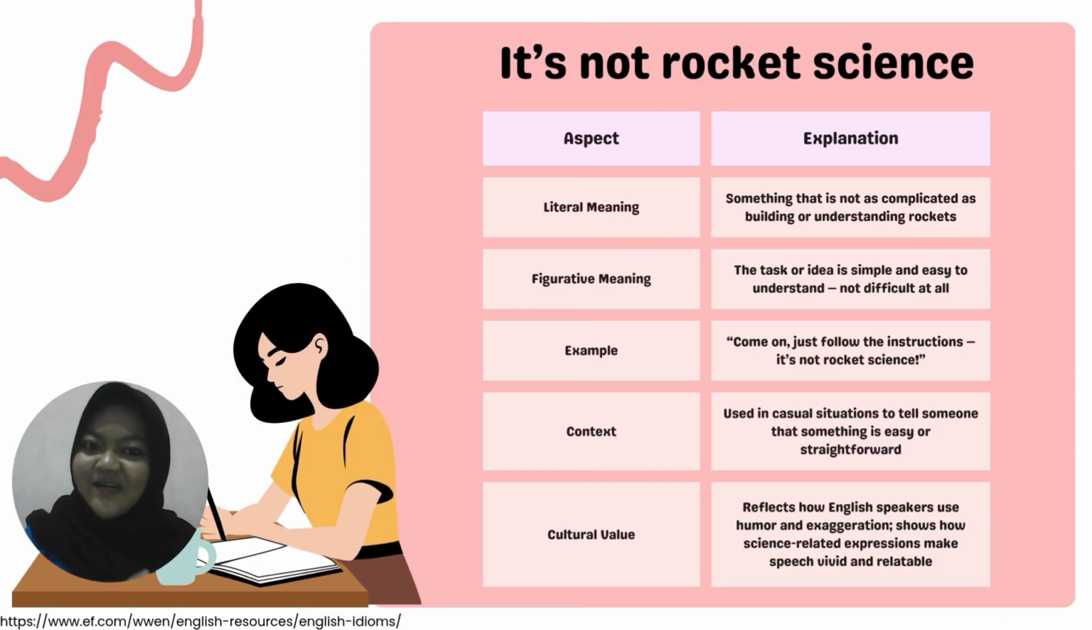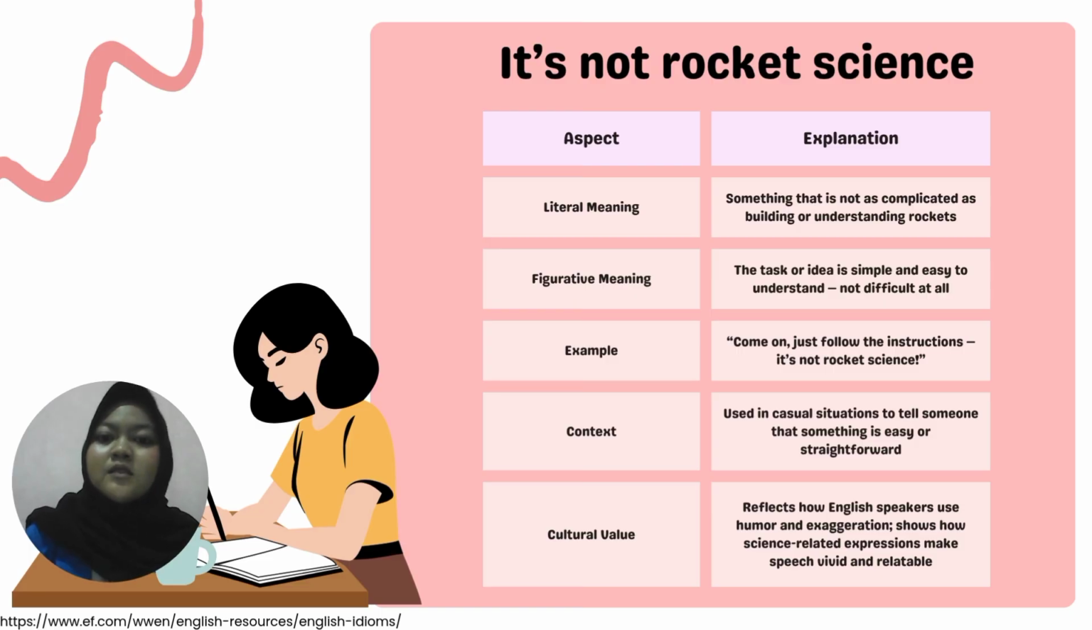And the next one is "it's not rocket science." Literally, it means something that's not as complicated as building or understanding rockets. And we all know rocket science is super complex, but figuratively, this phrase means that something is simple, easy to do, or easy to understand. For example, you can say, "Come on, just follow the instructions. It's not rocket science," which means it's easy, don't overthink it.